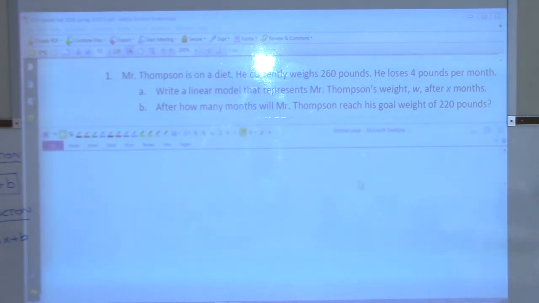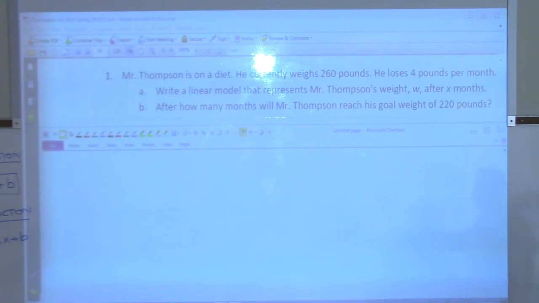All right, so the first one here is Mr. Thompson is on a diet. He currently weighs 260 pounds. He loses 4 pounds per month. Write a linear model that represents Mr. Thompson's weight, W, after X months.